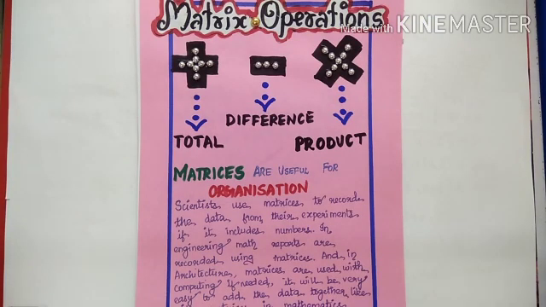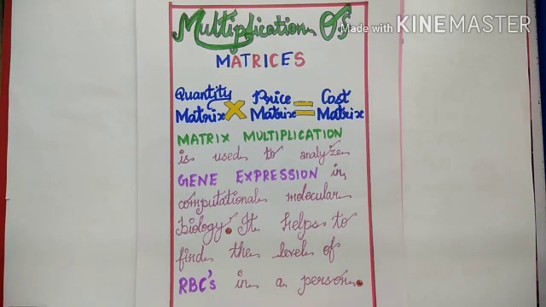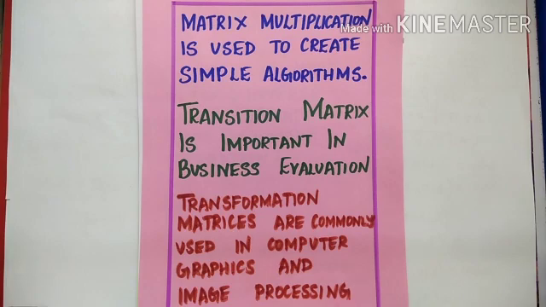Matrix operations plus, minus, into. These are very much useful in organization, where we are recording data in rows and columns. We use matrices. Multiplication of matrices has a wide application in almost all the fields. Wherever we multiply quantity and price to get cost, or we have even matrix multiplication applied in gene expressions, in counting the level of RBCs in a person, and in all simple algorithms.